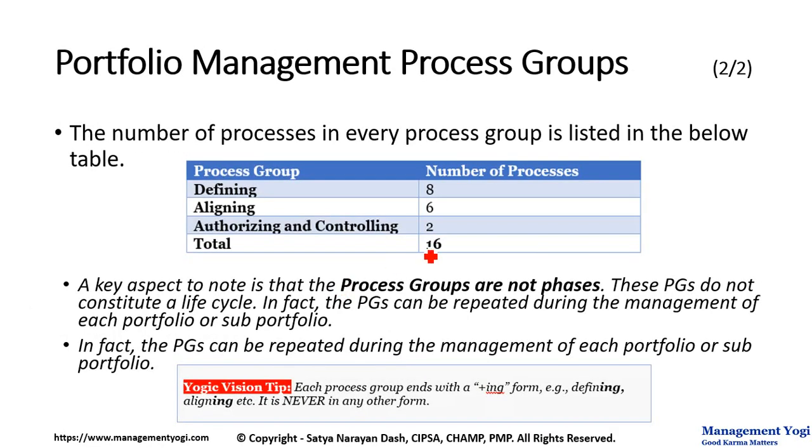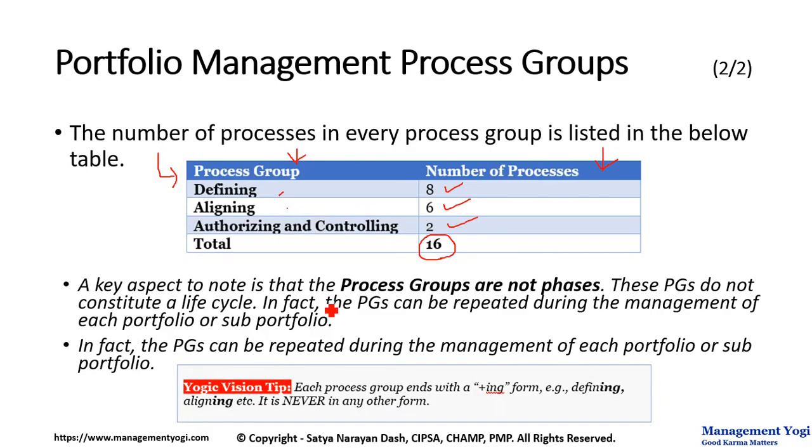The number of processes in every process group is listed in the table shown here. In one column we have the process group, in another column we have the number of processes. In defining we have 8 processes, in aligning we have in total 6 processes, in authorizing and controlling we have 2 processes. So total 8 plus 6 is 14, plus 2 is 16. We have a total of 16 portfolio management processes.